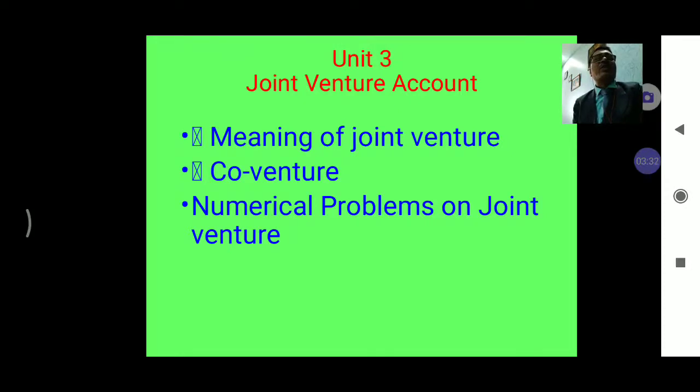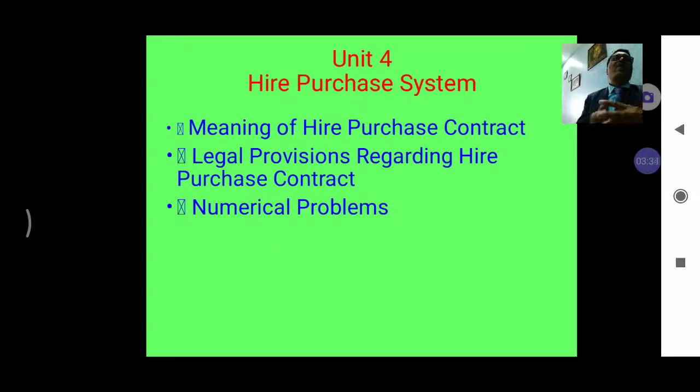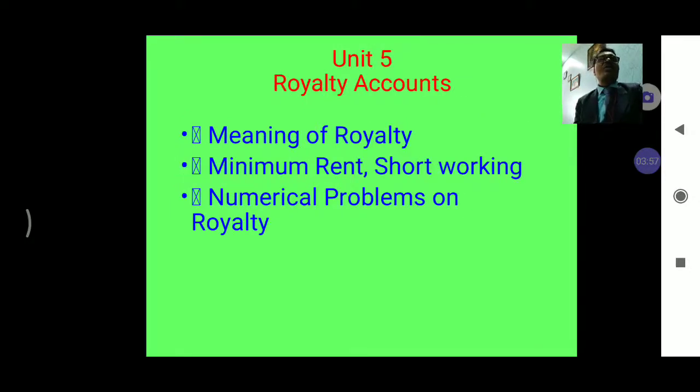This is the third unit. Fourth unit, Hire Purchase System. This is also new for you. In this chapter, meaning of hire purchase contract, legal provision regarding hire purchase contract, and numerical problems on it. This chapter is also totally practically or numerically studied.